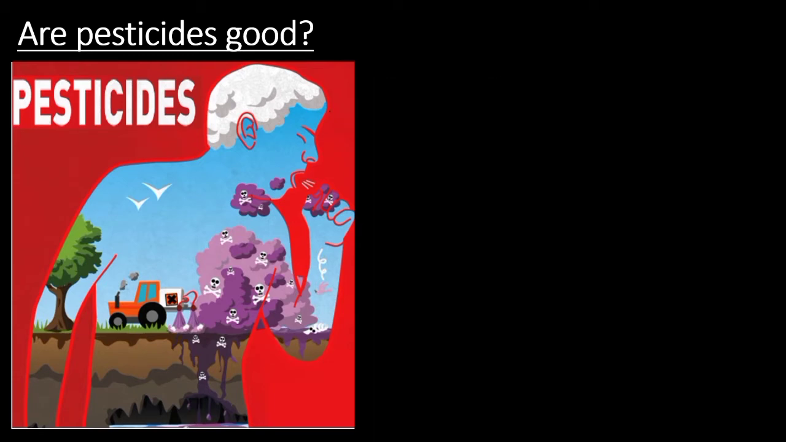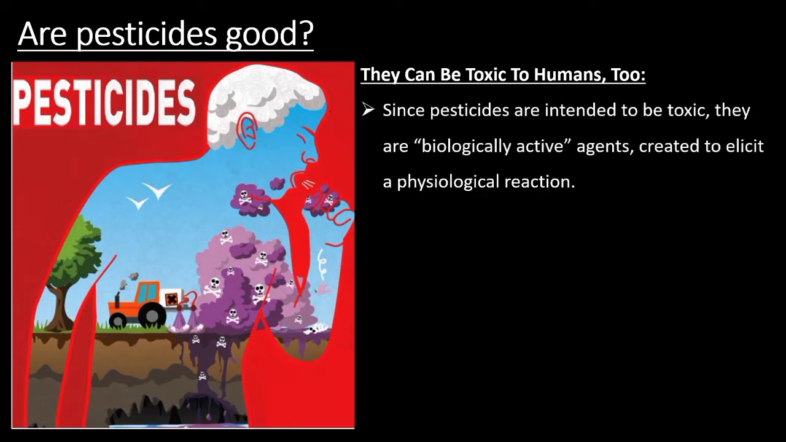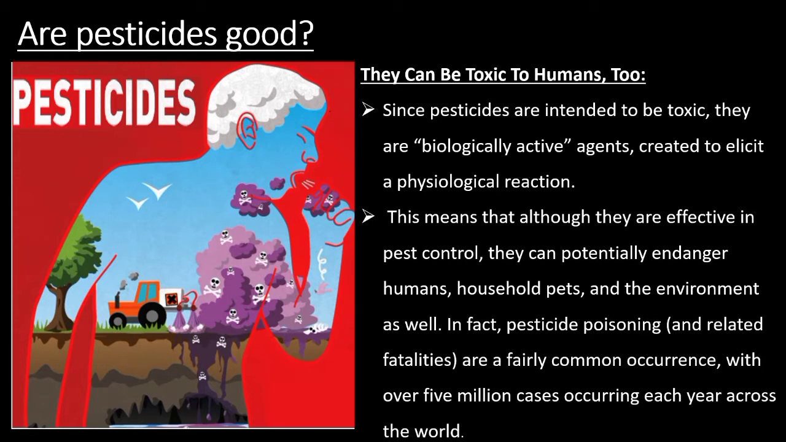They can be toxic too. Since pesticides are intended to be toxic, they are biologically active agents, created to elicit a physiological reaction. This means that although they are effective in pest control, they can potentially endanger humans, household pets, and the environment as well. In fact, pesticide poisoning and related fatalities are a fairly common occurrence, with over 5 million cases occurring each year across the world.